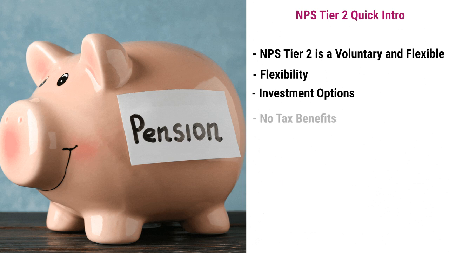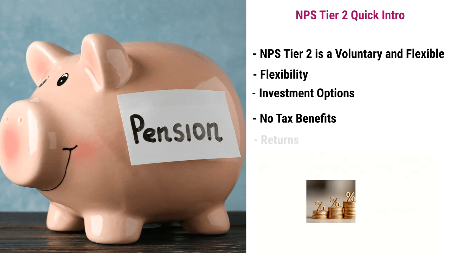No tax benefits. Tier 2 generally does not offer tax benefits. Only certain government employees may get tax benefits under specific rules. Returns: the return depends on your asset allocation. Higher equity allocation can give higher returns depending on market performance.